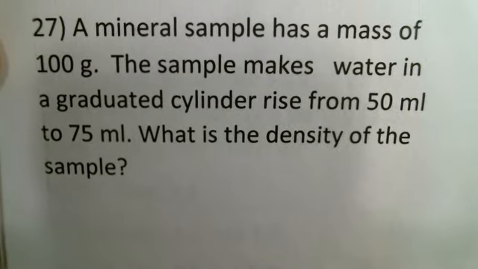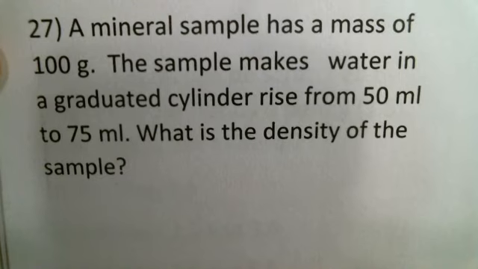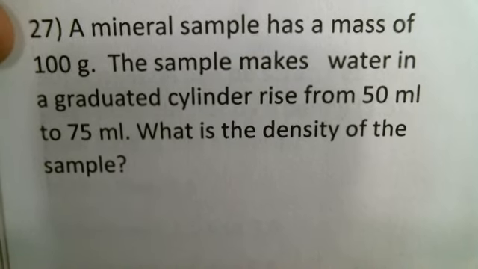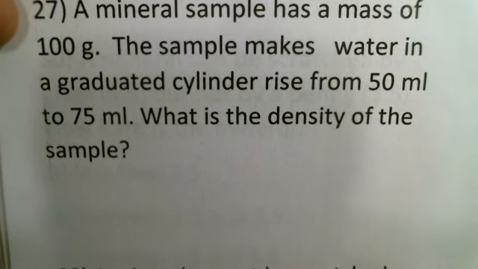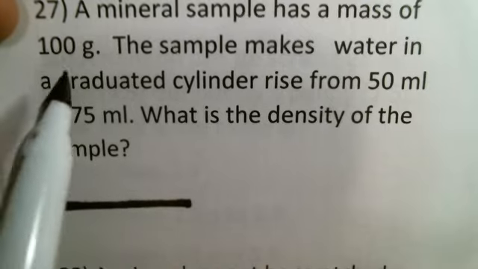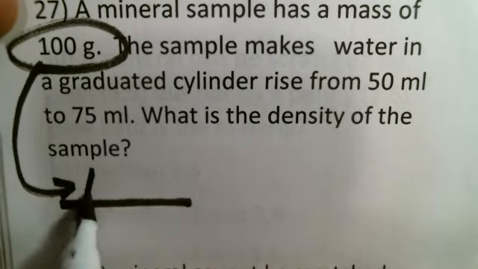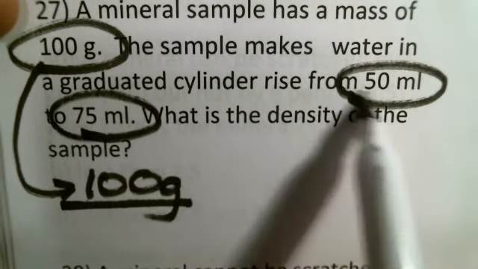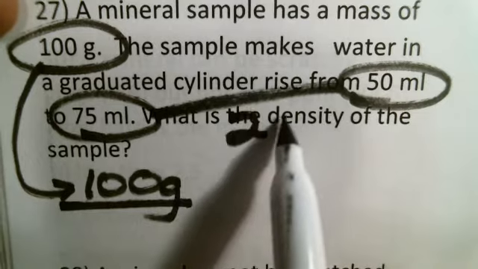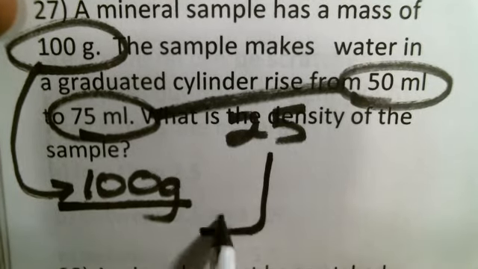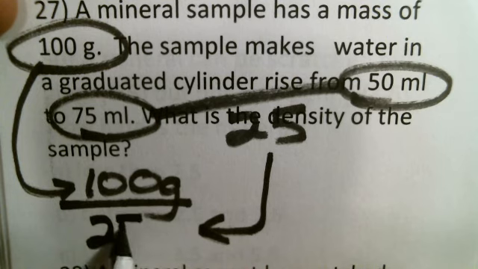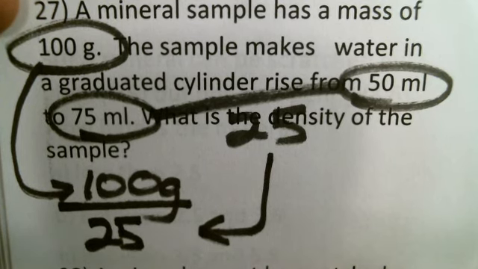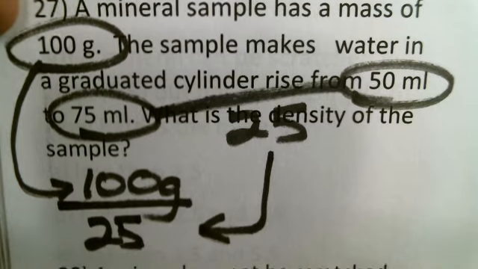Number 27. A mineral sample has a mass of 100 grams. The sample makes water in the graduated cylinder rise from 50 to 75. What is the density? The mass goes on the top, and the difference of the two water levels, the difference here is 25. That goes on the bottom. Go ahead and divide that out and get the answer.